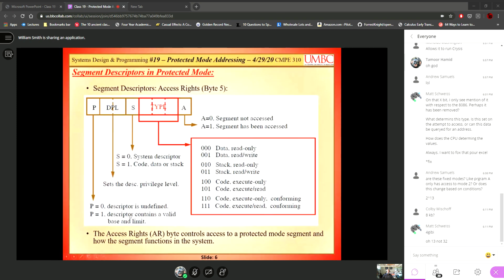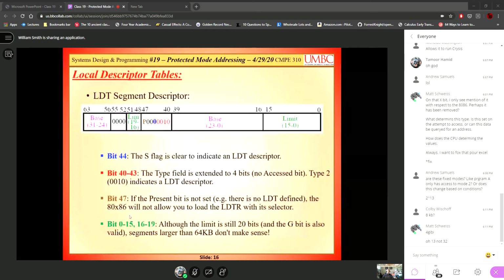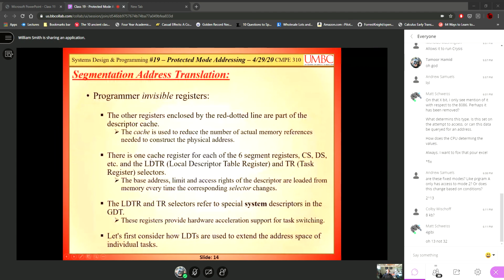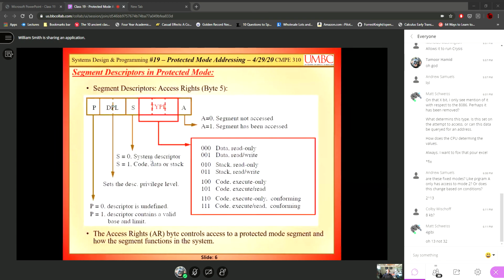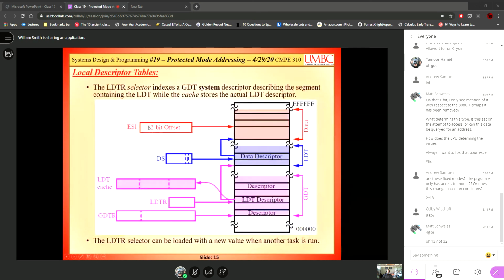Descriptor is undefined. Descriptor contains a valid base and limit. And then I think if we go up here, we'll find that 00, I probably just wasted space. Blue is the S flag. And I think if we go back up here now, we'll find that here is the S flag. Yep, blue is the S flag. The 2 blacks are the privilege level. So I'm sorry, I stand corrected on that. And then he's once again giving an example.